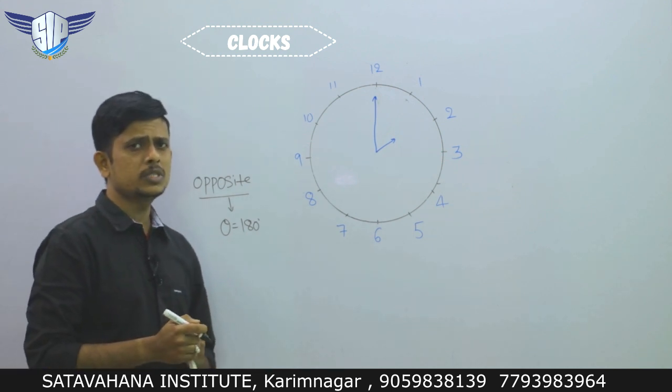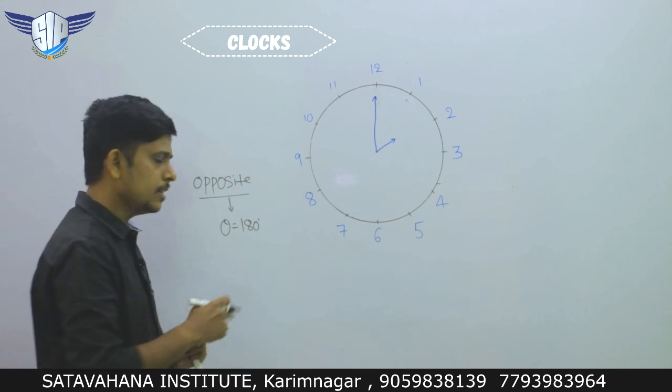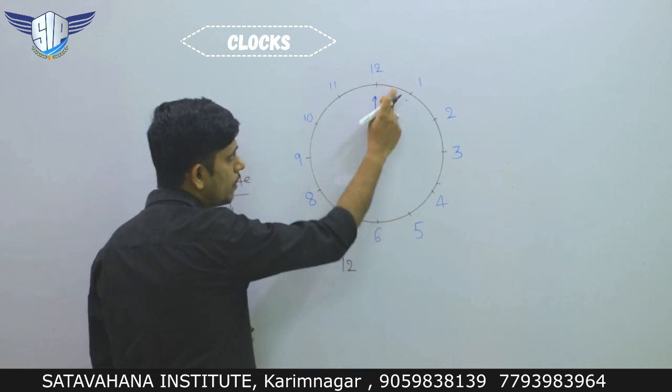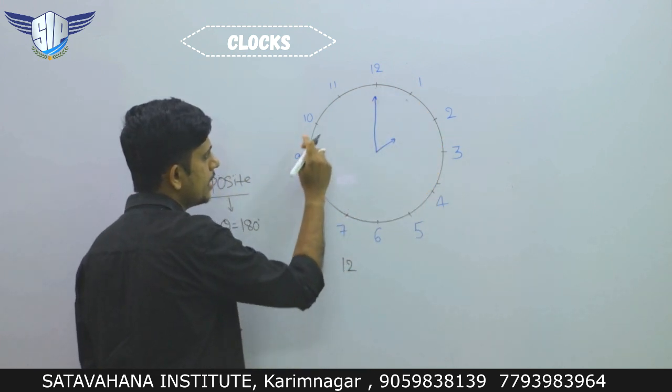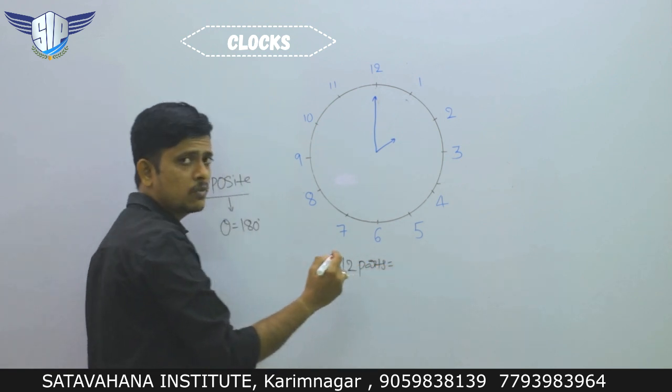Before going into the questions, I would like to explain the concept of angles. This clock is completely divided into 12 parts: 1, 2, 3, 4, 5, 6, 7, 8, 9, 10, 11, 12 parts. That means these 12 parts are equal to how much angle?